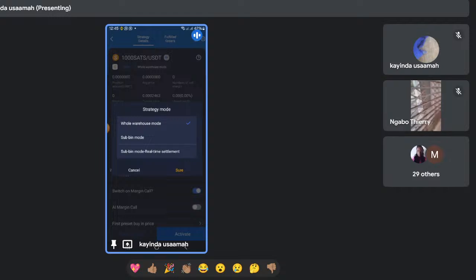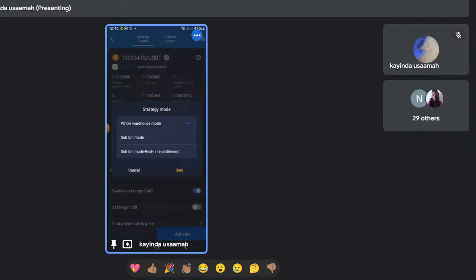Then Sabobini mode. In Sabobini mode, the robot will be buying and selling margin calls, but it will be showing you the profits later after closing the whole trade. I don't like this mode.